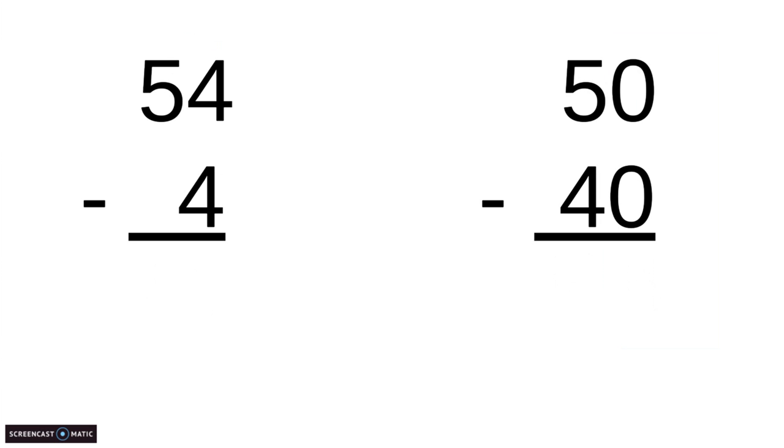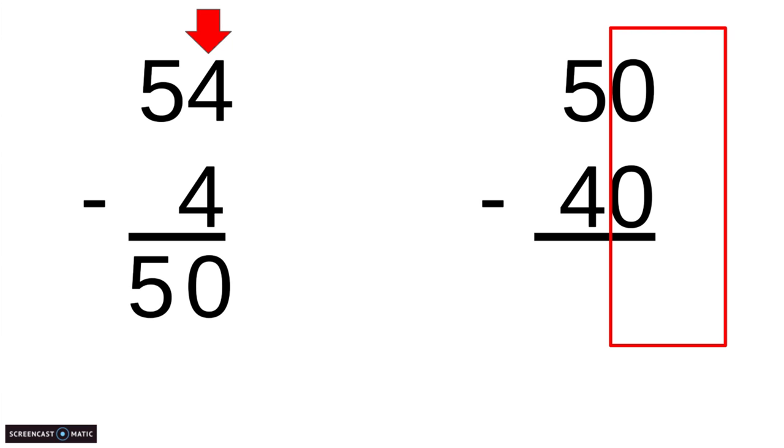Next, I have 54 minus 4 and 50 minus 40. We're going to do our ones first in our 54 minus 4. 4 minus 4 equals 0. 5 minus nothing equals 5 minus 0, which is 5. Next, I'm going to put a box around our ones.